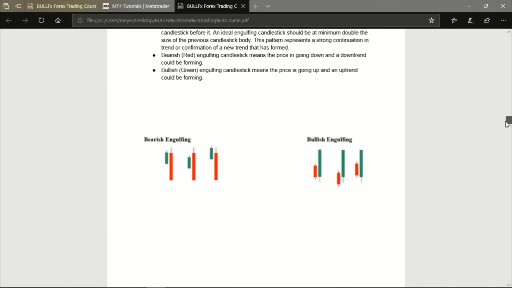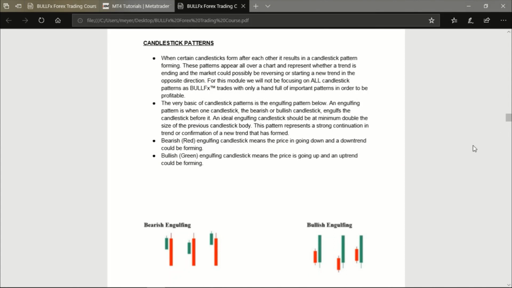So now we can move on to candlestick patterns. When certain candlesticks form after each other, it results in a candlestick pattern forming. These patterns appear all over a chart and represent whether a trend is ending and the market could possibly be reversing or starting a new trend in the opposite direction. For this module, we will not be focusing on all candlestick patterns, as Bull Effect trades with only a handful of important patterns in order to be profitable.